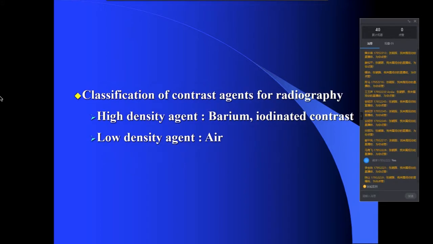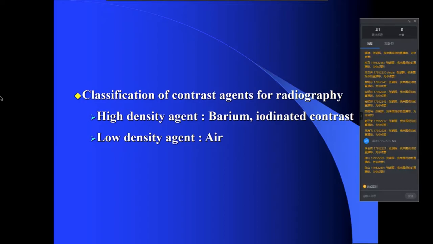And the contrast agents for radiography can be classified into two types according to their density. The first type is high-density agents such as barium and iodinated contrast, and the second type is lower-density agents such as air, carbon dioxide, and so on.